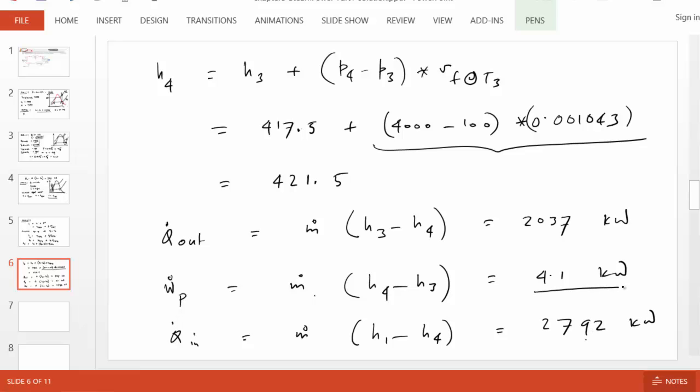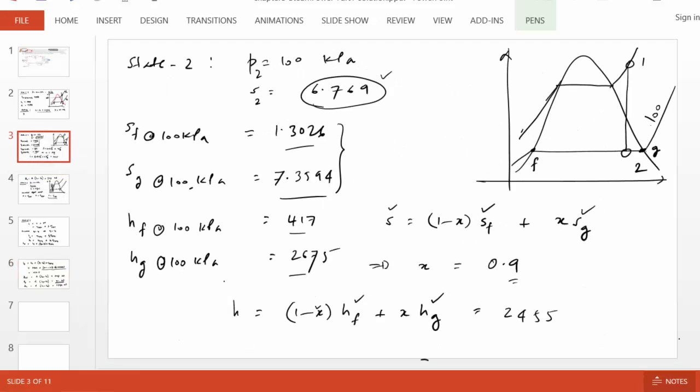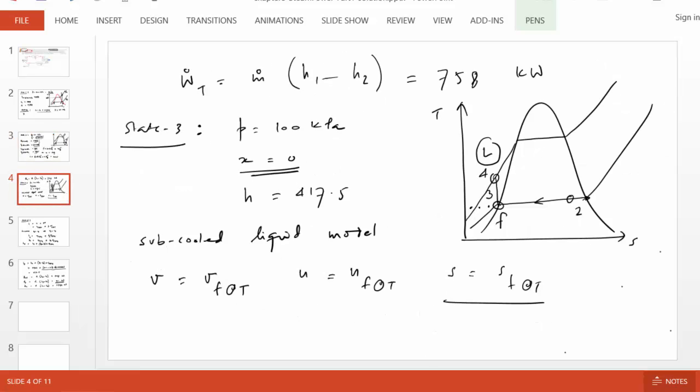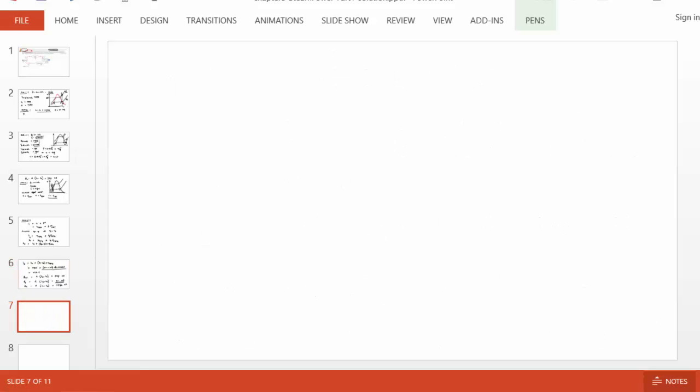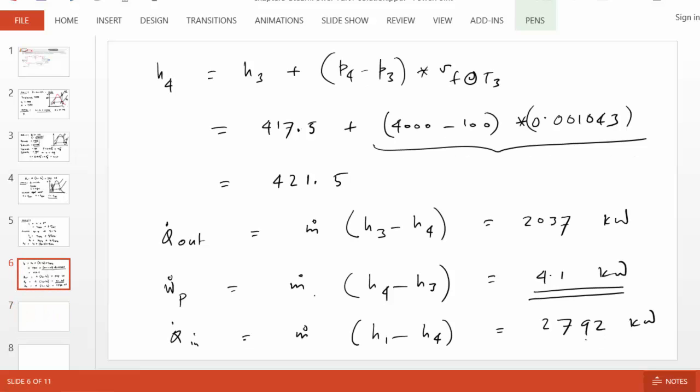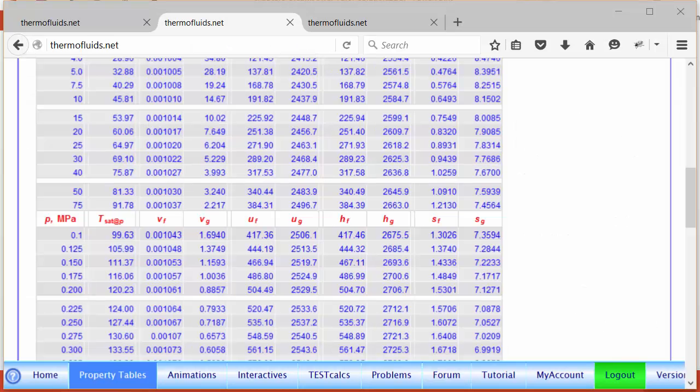Notice how little the pumping power is compared to the turbine work we already calculated. Where was that? 758 was the turbine work, and look at the pumping work, 4.1. So now it's a very easy proposition to calculate efficiency, etc. But before we do so, let's make sure we verify our answers.